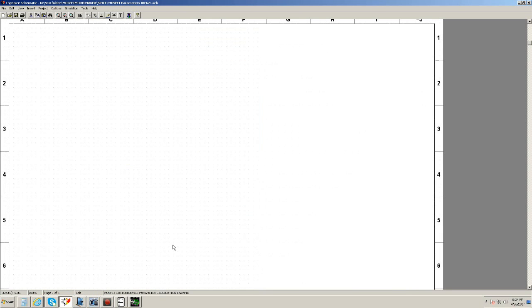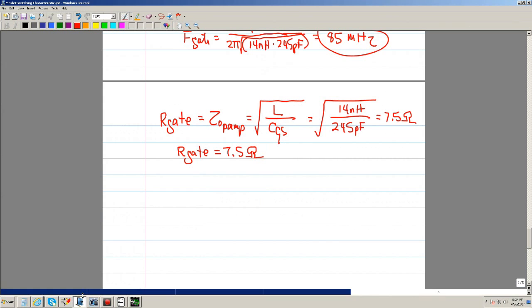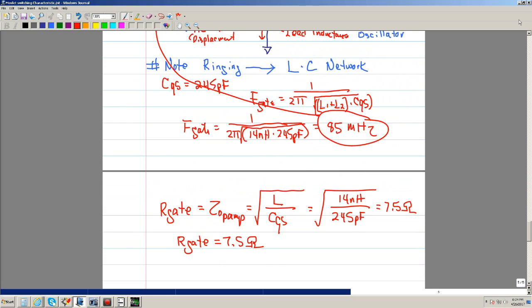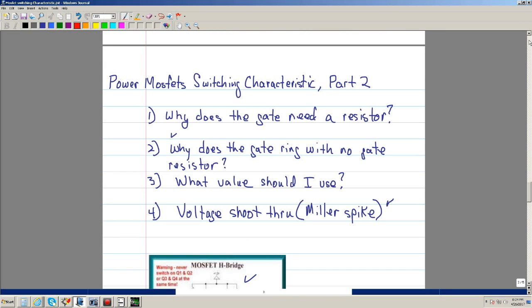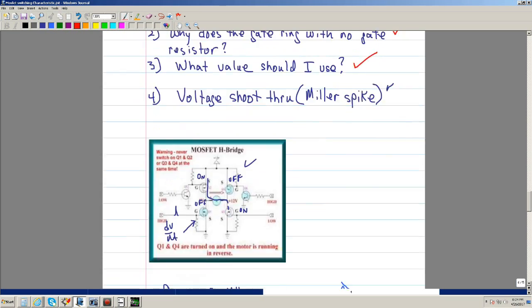Okay, so that's that as far as regarding these three: why we need the resistor, why the gate rings with no gate resistor, explained it, and what value. Now let's explore a little bit this last part, voltage shoot through.